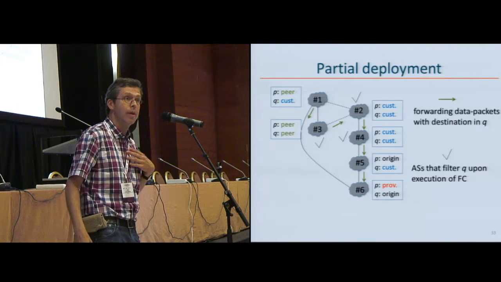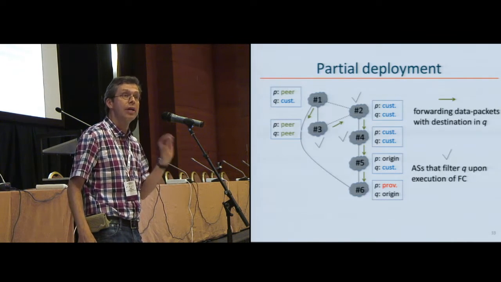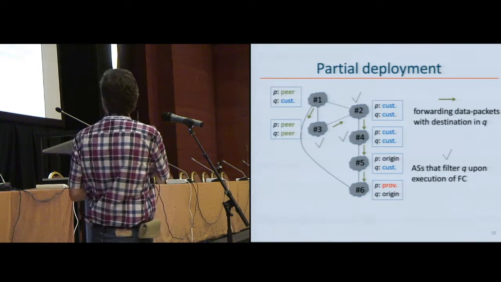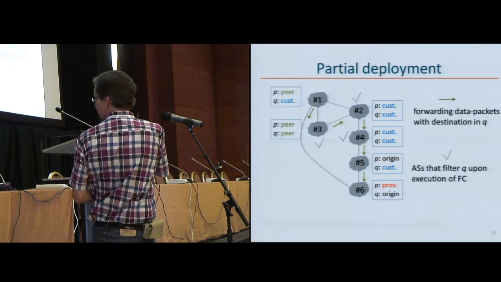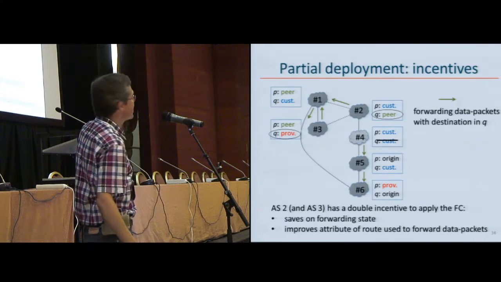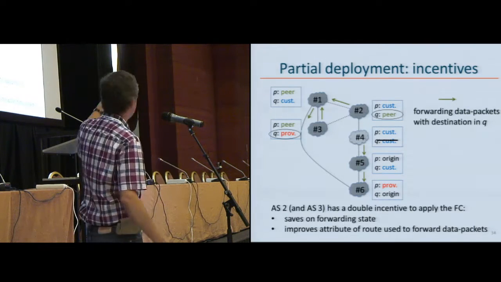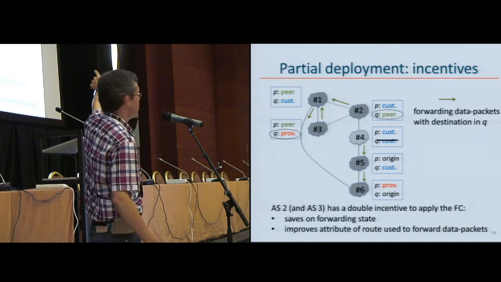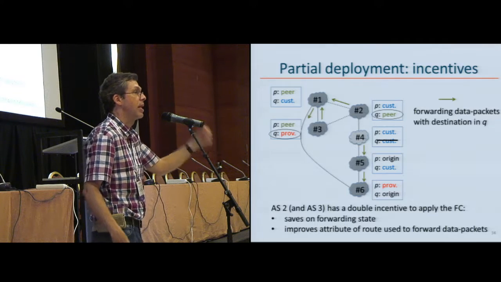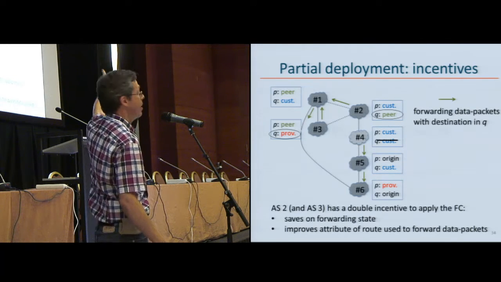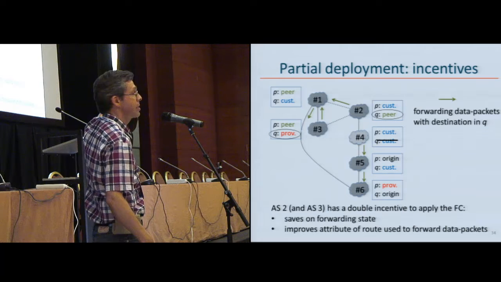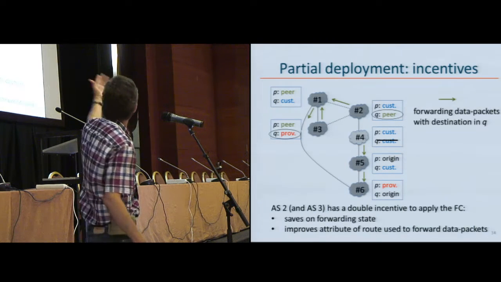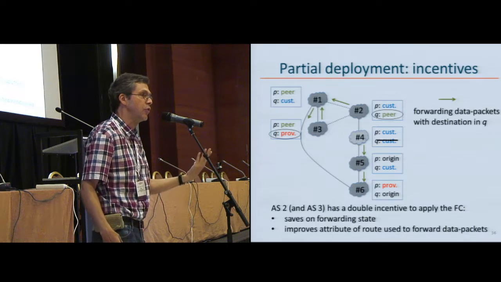According to the rules, the filtering code, AS5 can filter. Okay, let's suppose it does filter. If it filters, it no longer sends a route to its provider. So AS2 before elected the customer route, and now it elects a peer route via AS1 to reach AS6. But now the interesting aspect here is that AS2 has a double incentive to filter as well.